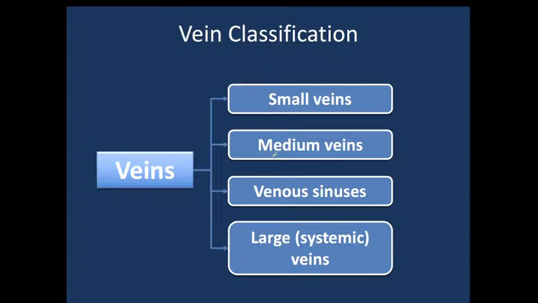Medium veins range up to 10 millimeters, if small is 1 millimeter in diameter. Medium veins usually have up to 10 millimeters in diameter, not more. Most veins with individual names in our body are in this category, such as the radial and ulnar veins of the forearm and the small and great saphenous veins of the leg.